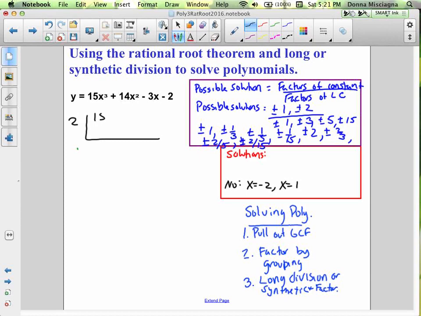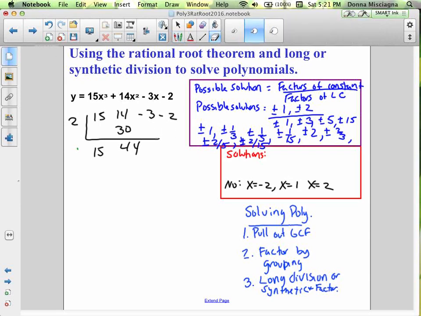All right, 15, 14, -3, -2. Bring down the 15. 2 times 15 is going to be 30. Oh, and that's not looking good either. All right, let's try -1.